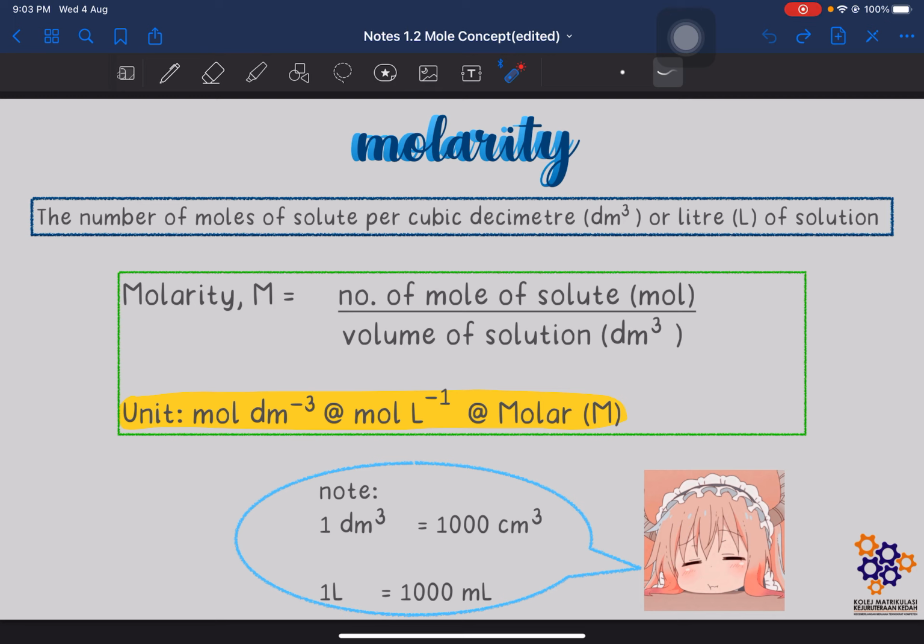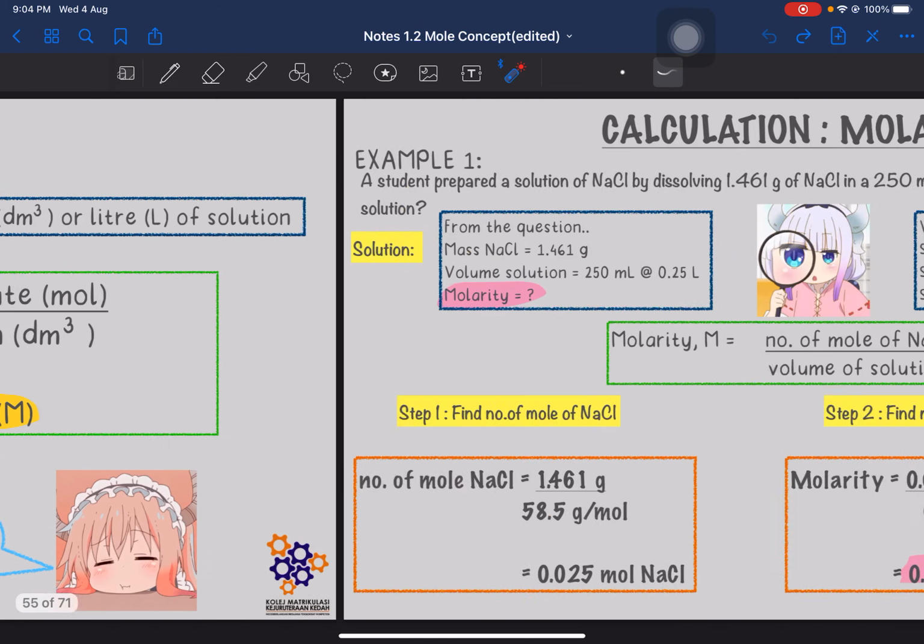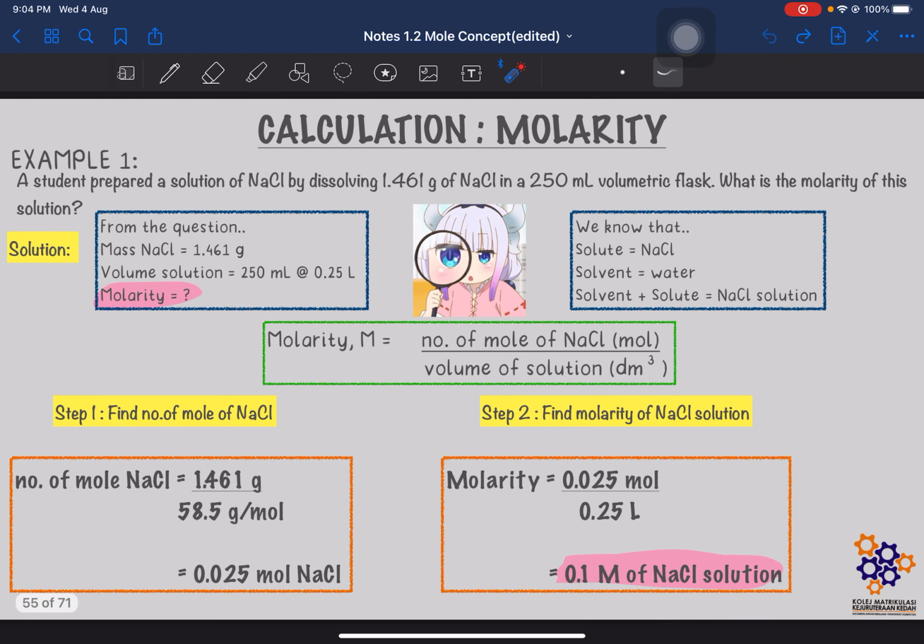So note here that 1 decimeter cube is equal to 1000 centimeter cube, and 1 liter is equal to 1000 ml, and 1 decimeter cube is equal to 1 liter. So let's go into the calculation exercise for molarity.